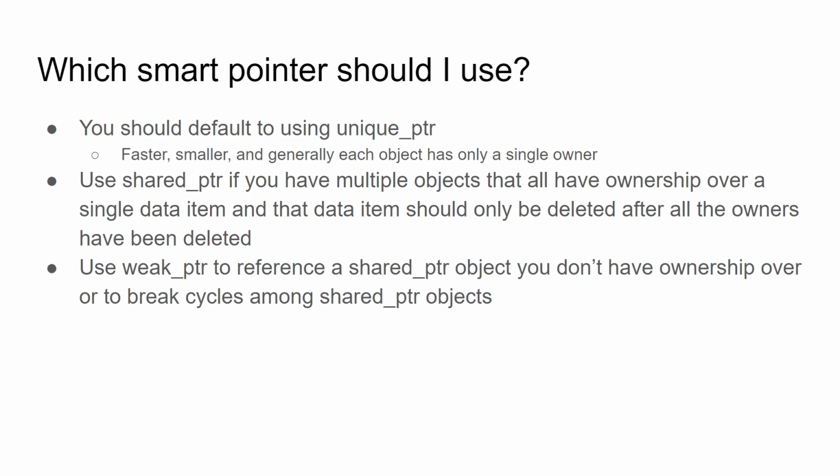So one question you might have is, which smart pointer should I be looking for? You should probably always default to using unique pointer, because for most of the things you're going to be doing, only one person has ownership over that object, and unique pointers represent that idea. Use a shared pointer if multiple people are supposed to own that data, and that thing should only be deleted if they all go away. Use weak pointers to break cycles among shared pointers. Use dumb pointers just to refer to data that you have no responsibility for deleting.